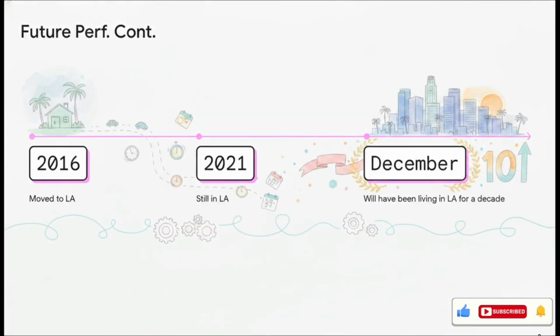Finally, the future perfect continuous. Honestly, native speakers rarely use this tense in daily conversation, but when they do, it serves a highly specific purpose, emphasizing sheer duration. It calculates how long a continuous action will have been happening by a certain future date. For example, calculating that we will have been living in Los Angeles for a decade this December, or she will have been working at the company for 40 years when she retires. It's a fantastic tool for highlighting major milestones and long-term endurance.